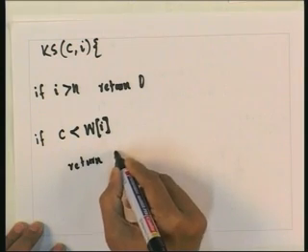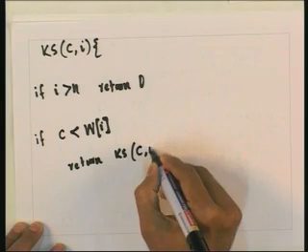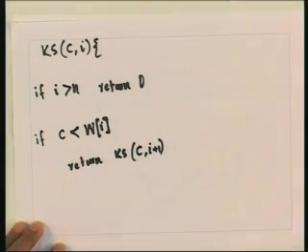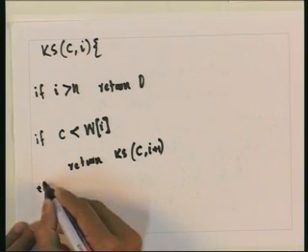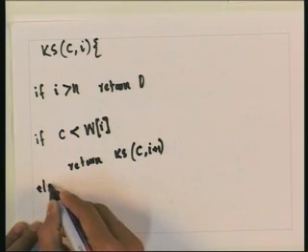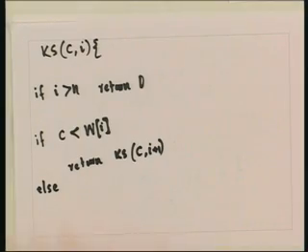ks of c and i plus 1. The interesting case appears if c is in fact bigger than w of i. So, else what happens? Else we have the possibility that we can in fact include this object in our knapsack.